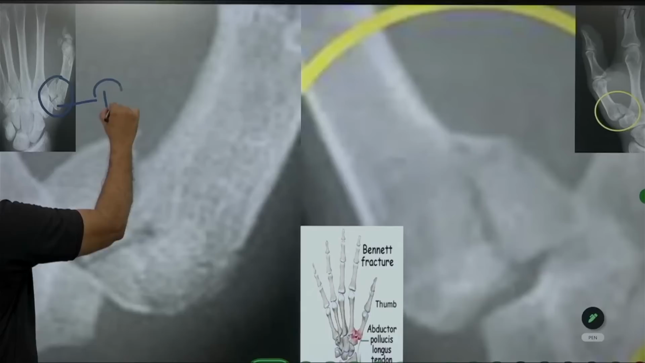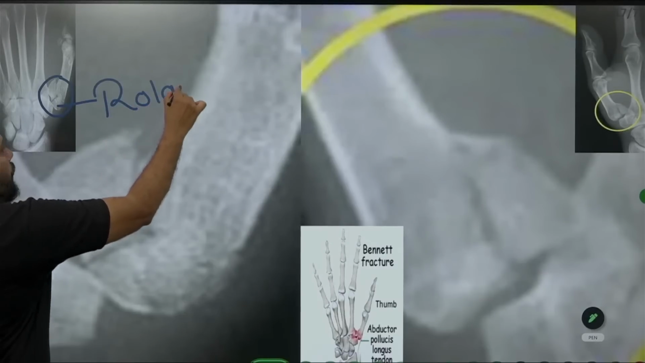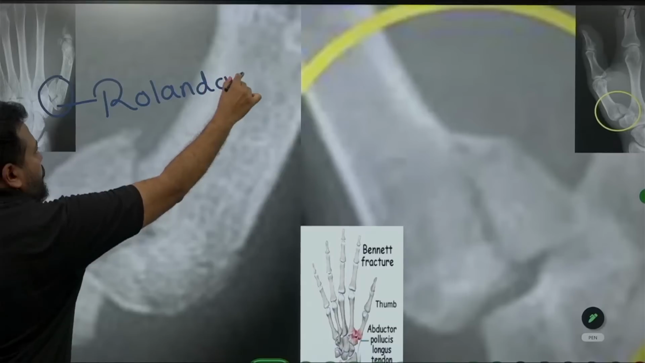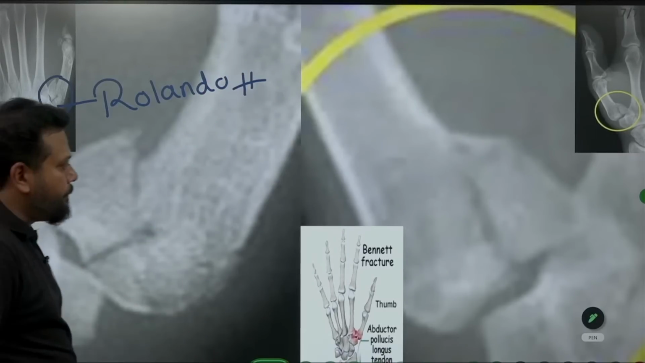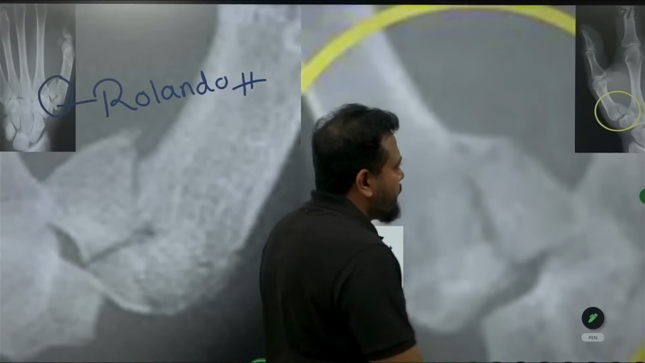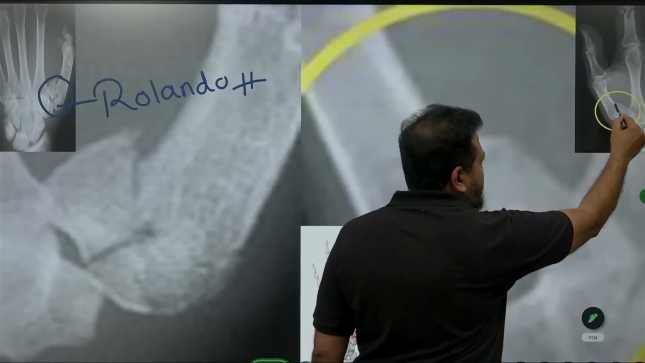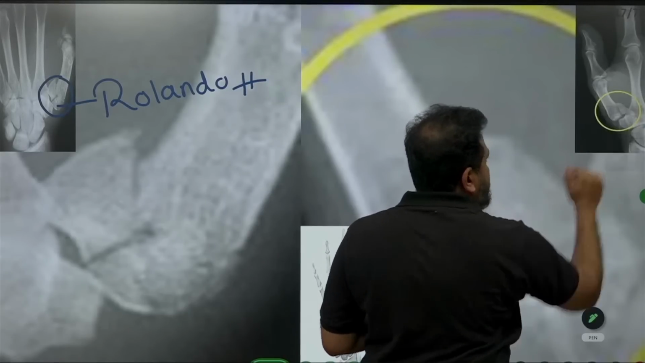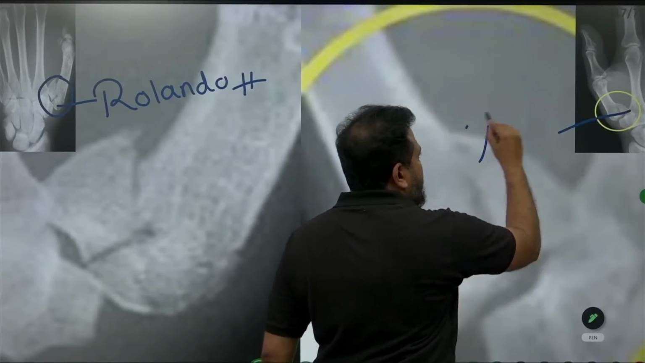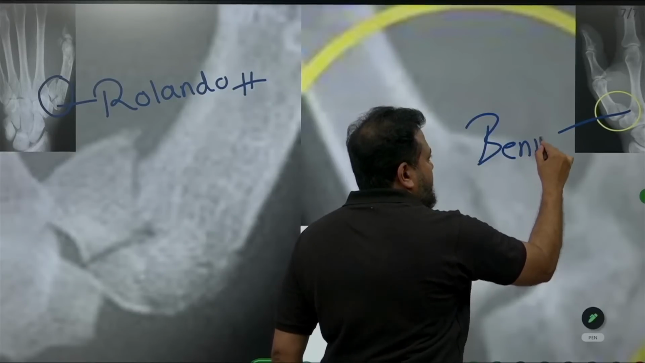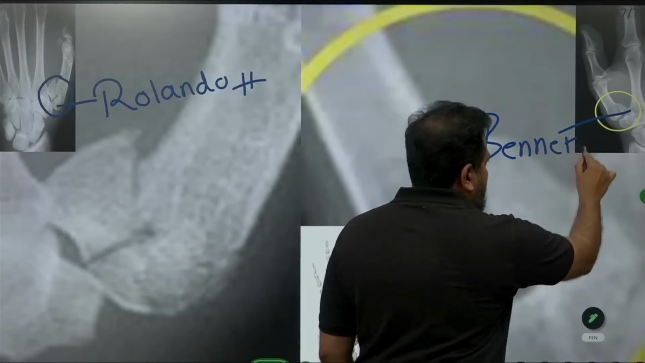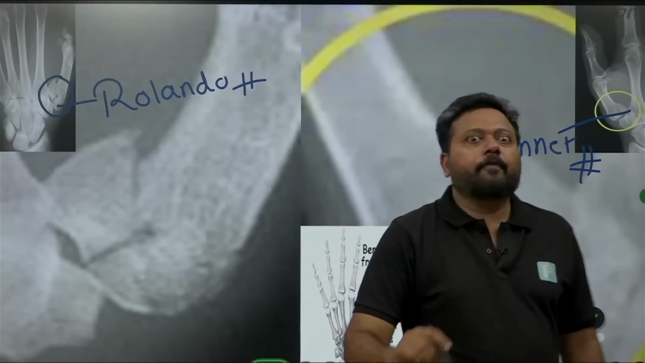This is called Rolando's fracture. At the same time, when I am able to see just a simple oblique, only one piece, oblique piece on the base of the first metacarpal, this is called Bennett fracture. Okay, Bennett fracture. Often asked questions.